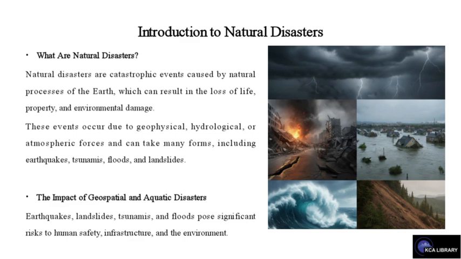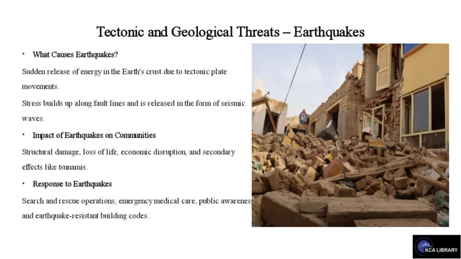Now, what are some of the impacts of geospatial and aquatic disasters? Earthquakes, landslides, tsunamis, and floods pose significant risk to human safety, infrastructure, and the environment. Now, let's look at what they call tectonic and geological threats, starting with earthquakes. This is an image of an earthquake, the rubble of a building after an earthquake has occurred.